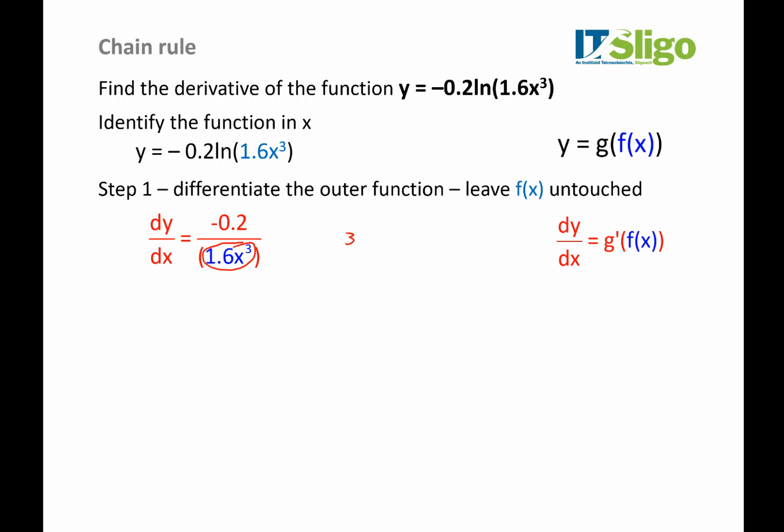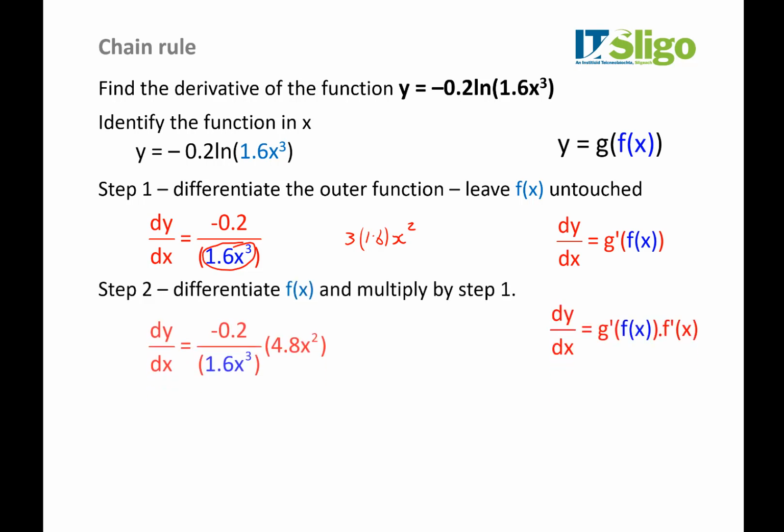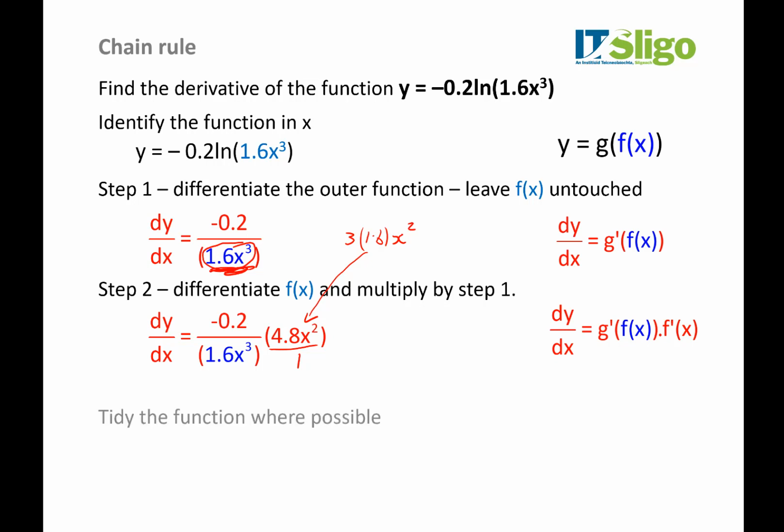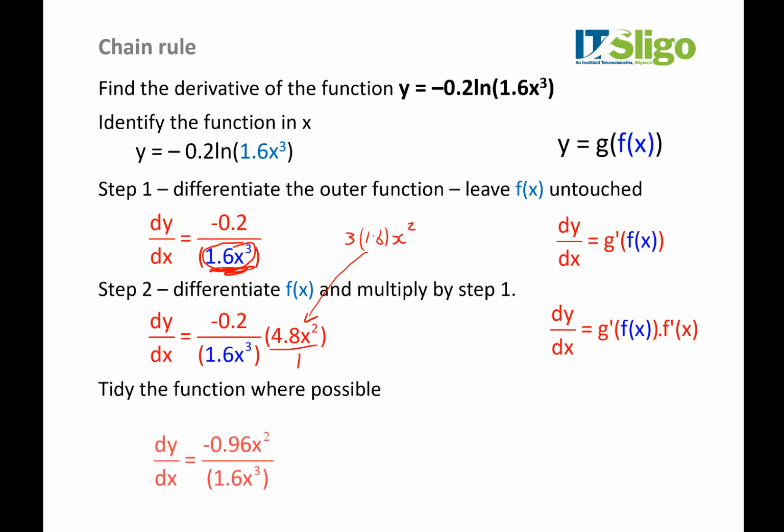The 3 will come down, multiply by the 1.6, that'll give us 4.8. And then we add minus 1 to the old power. So here, this is the derivative of this bit here. And finally then, tidy up as much as you can. Remember, this can be written as a fraction, top by top, bottom by bottom. So 0.2 by 4.8 gives us 0.96 x squared with the minus.